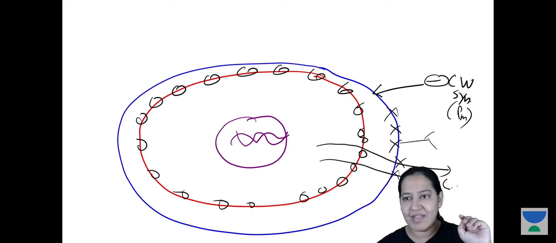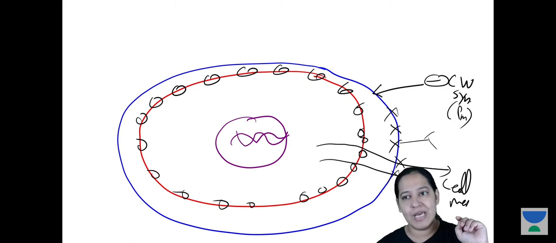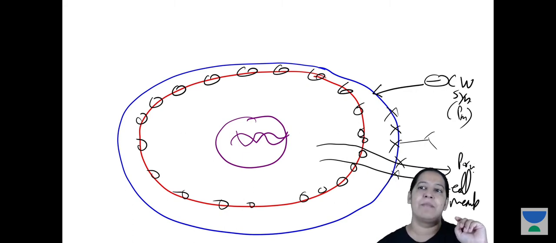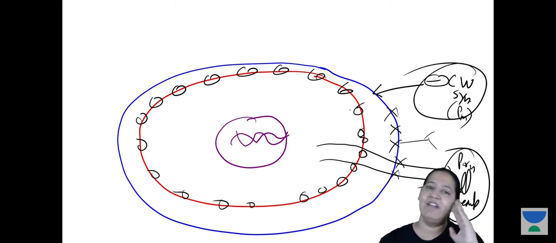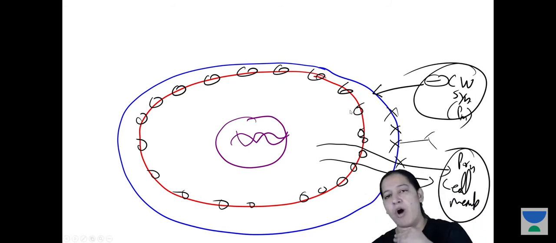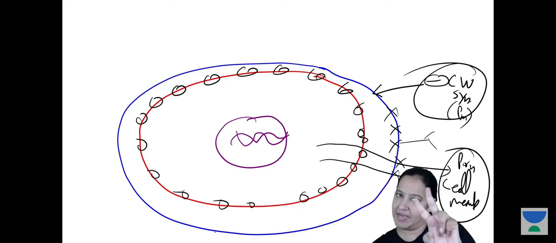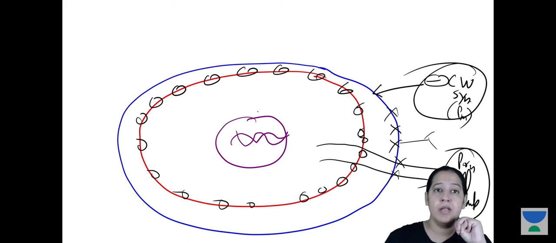So they are acting on the cell membrane, causing pores in it. That is the second way of killing. So either you inhibit the cell wall or you cause pores in the cell membrane. Number 3 is DNA or RNA.